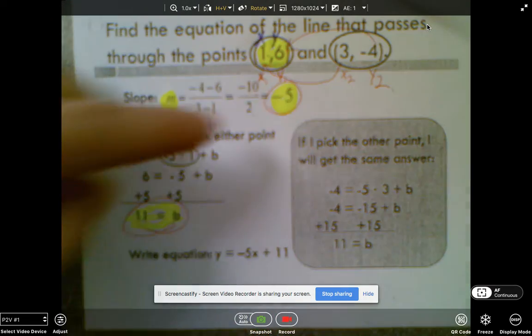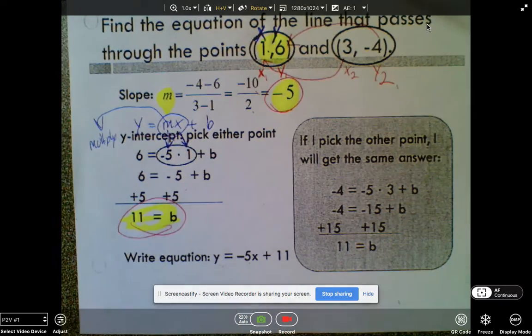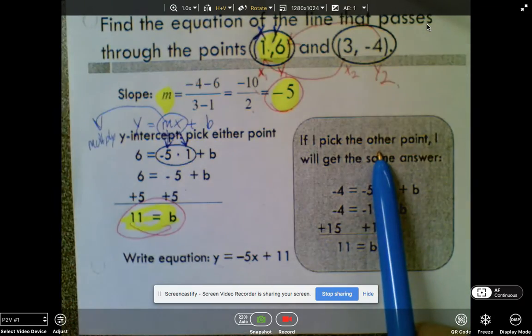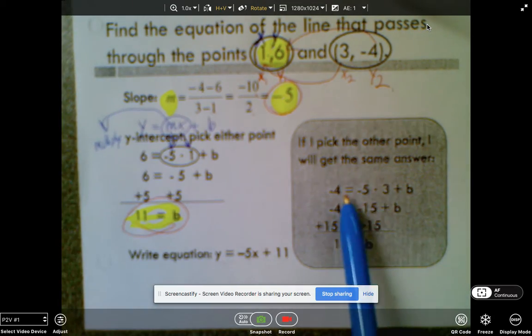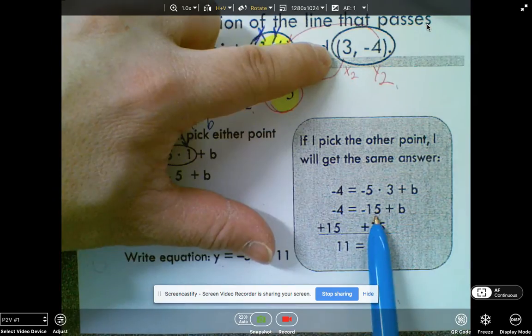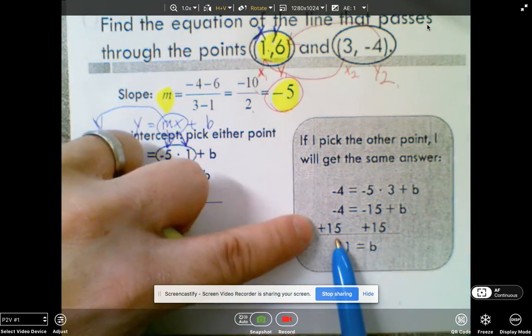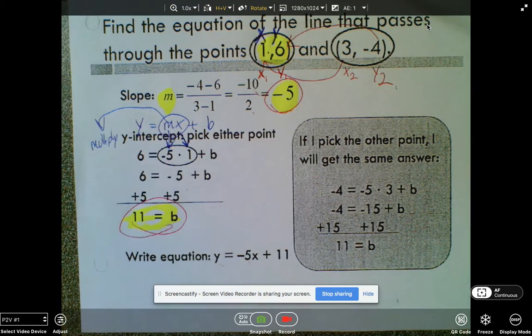So again, you're getting your slope, you're getting your y-intercept, but no longer is it from a graph. You have to do a little bit more work. Right here it says if you pick the other point, you'd still get the same answer. You'd get -5 times 3, which would have been -15, and then your y would have been -4. Add 15 to both sides, you still get b equals 11.